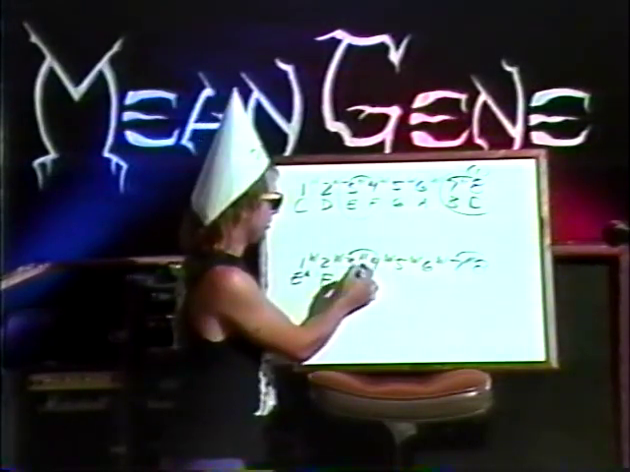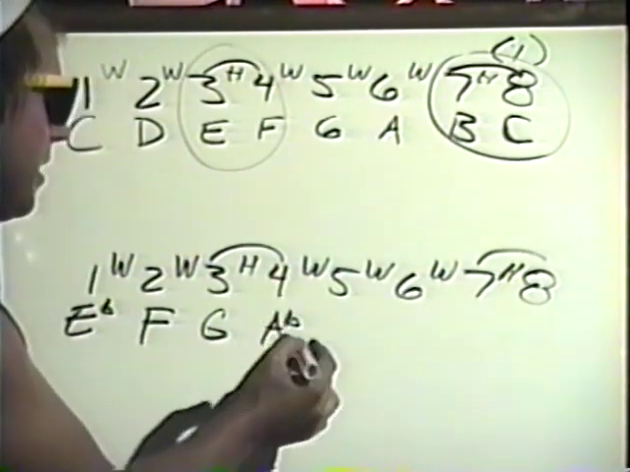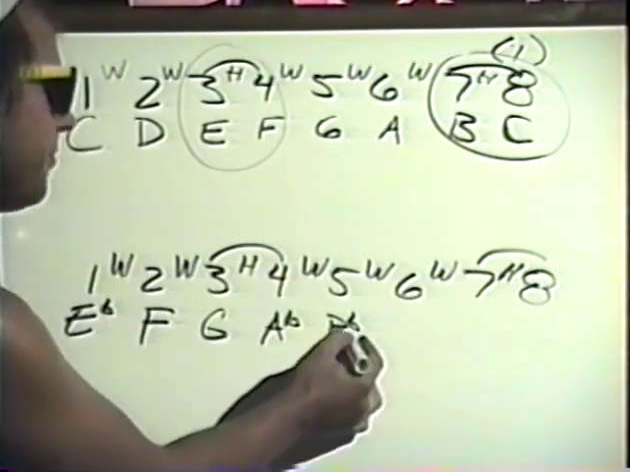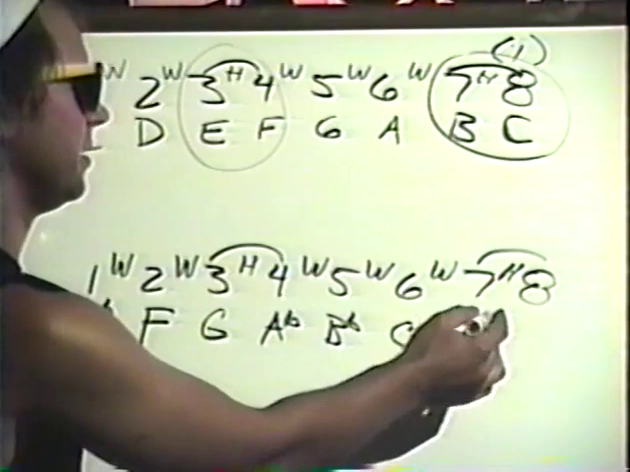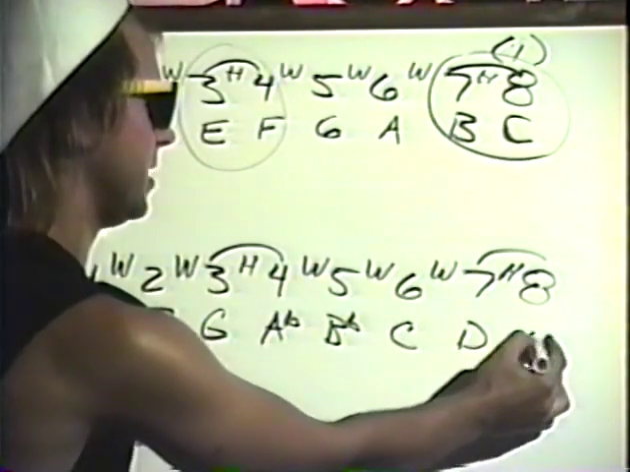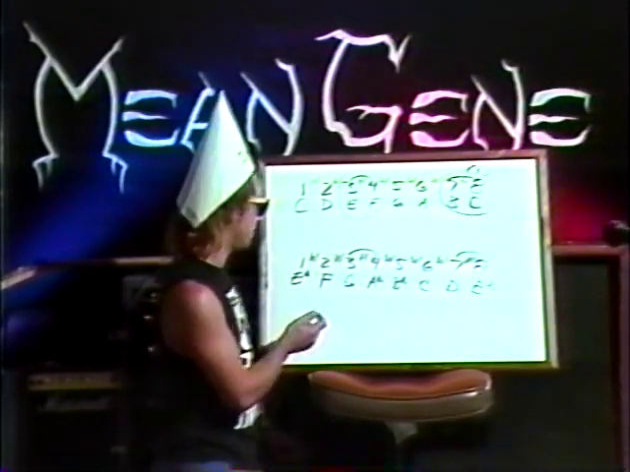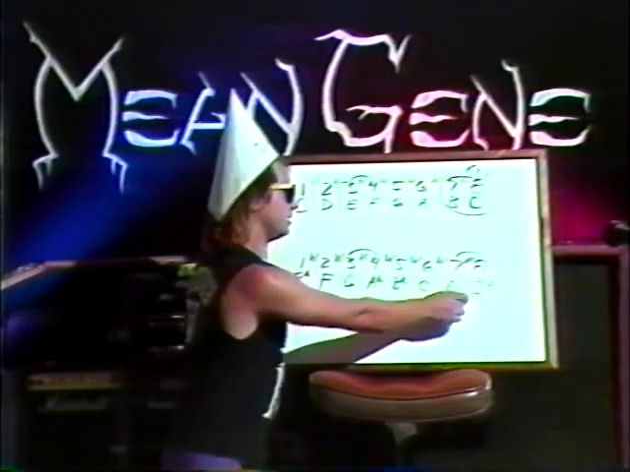So here are the 3 and 4. Half step from G is A flat. Whole step from A flat is B flat. Whole step from B flat brings us back to C. Whole step from C is D, and we already know 8's same as 1, so we got E flat again. There we have the key of E flat. Also, if you notice, we're staying in order, E, F, G, A, B, C, D, E. We just adjust the flats as we go.